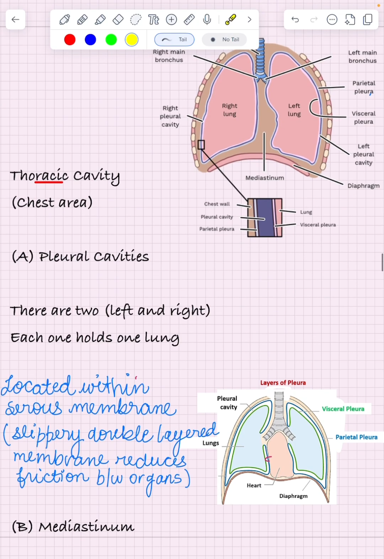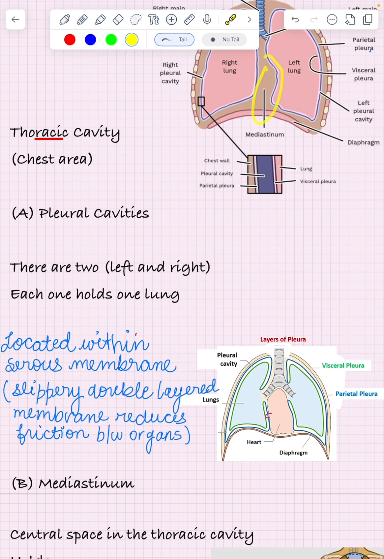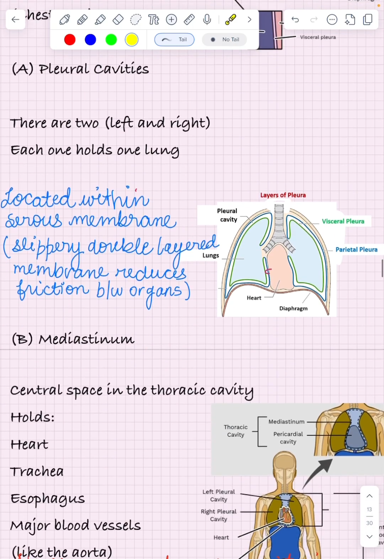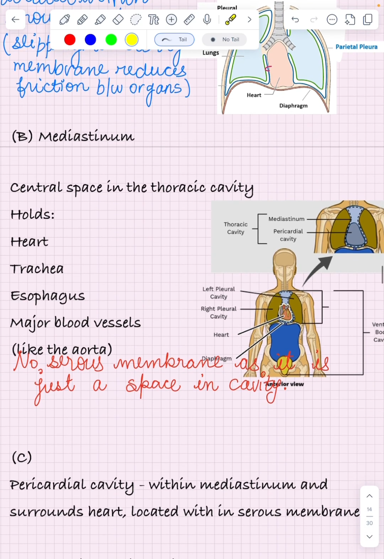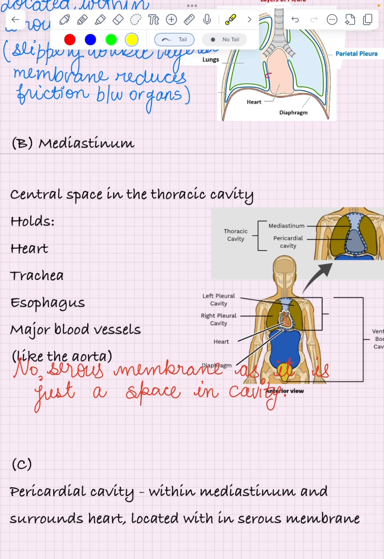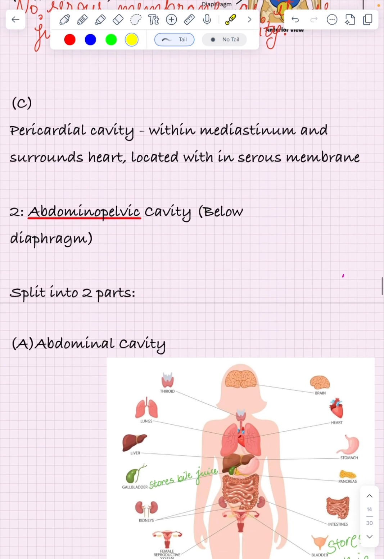Next, we have mediastinum. The mediastinum is the central space in the thoracic body cavity, and the mediastinum holds heart, trachea, esophagus, and the major blood vessels. Next, we're going to talk about our pericardial cavity. This pericardial cavity is within our mediastinum. And the pericardial cavity is the one that surrounds our heart, and it's located within the serous membranes.